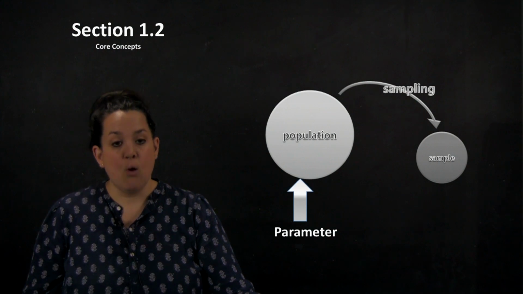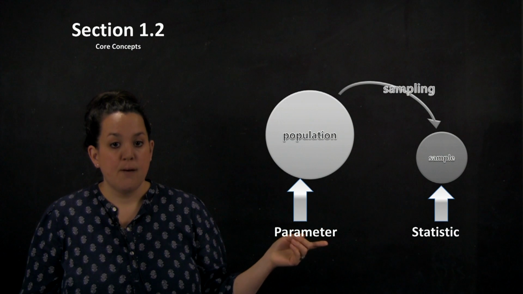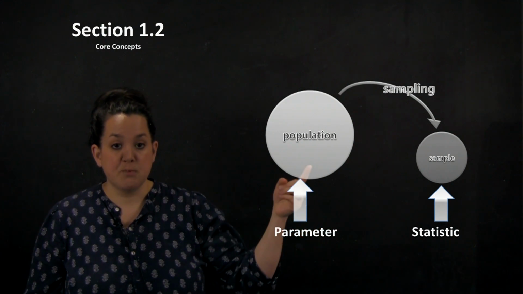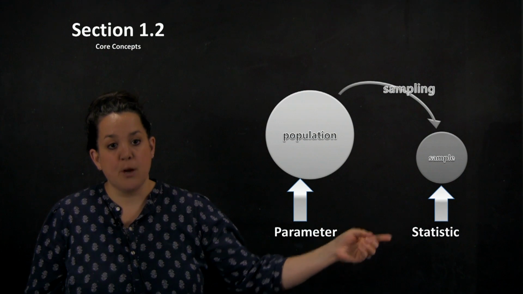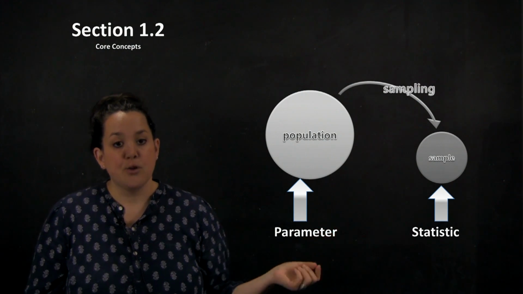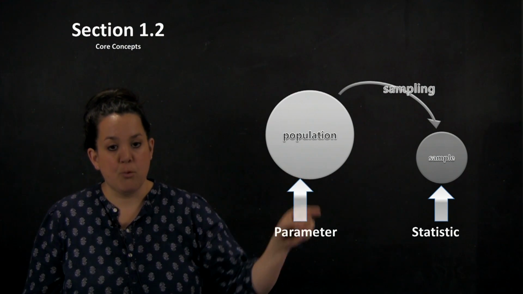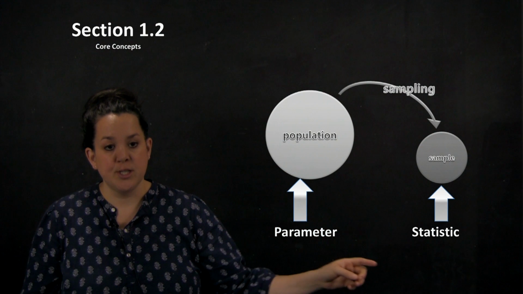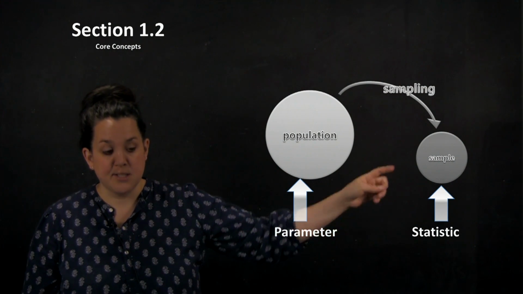When you think about ways to describe a population and a sample, values that refer specifically to the population are called parameters, and values that refer to a sample are called a statistic. So the easiest way to remember that is that the P's go together. So parameters refer to populations, and then statistics refer to samples. So the S's go together there.